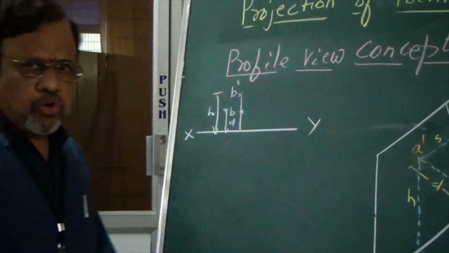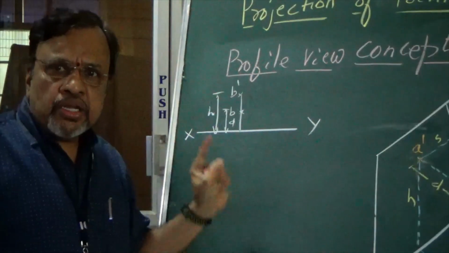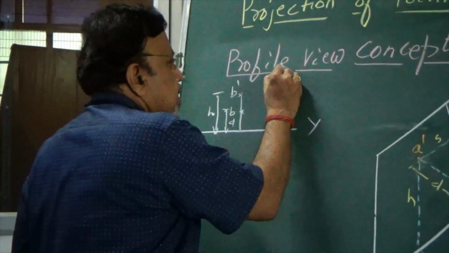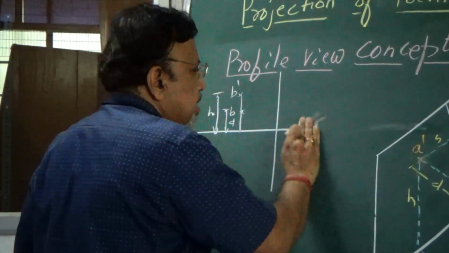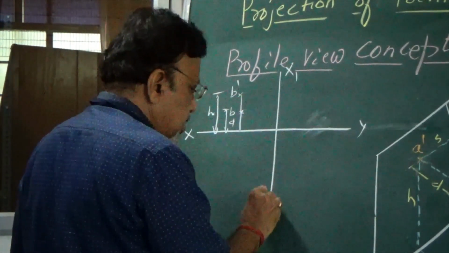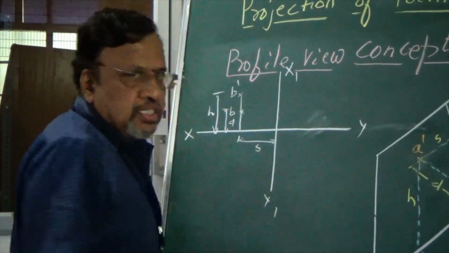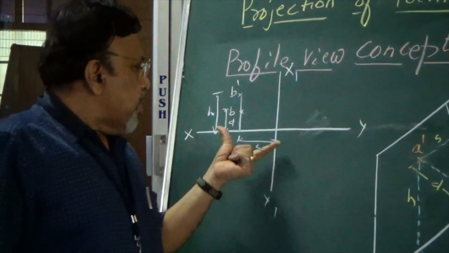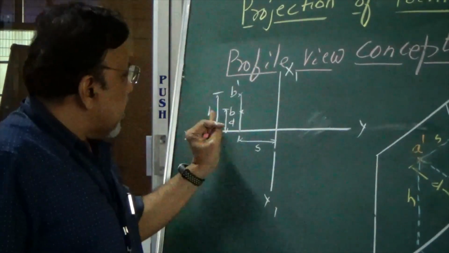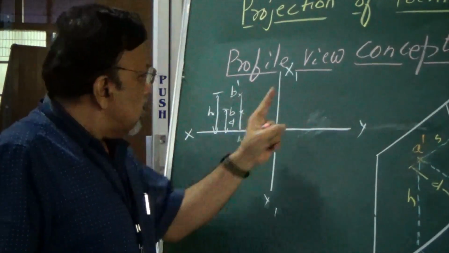Since I want to project onto my right profile plane, where do you draw your X1 Y1 line? The X1 Y1 line should be on the right side. Let us draw it on the right side, and let us say this is X1, Y1. Let us give this distance as some S distance. But generally, if I don't give this distance, we can conveniently draw the X1 Y1 line anywhere at a convenient distance. Now I want to draw the profile view.